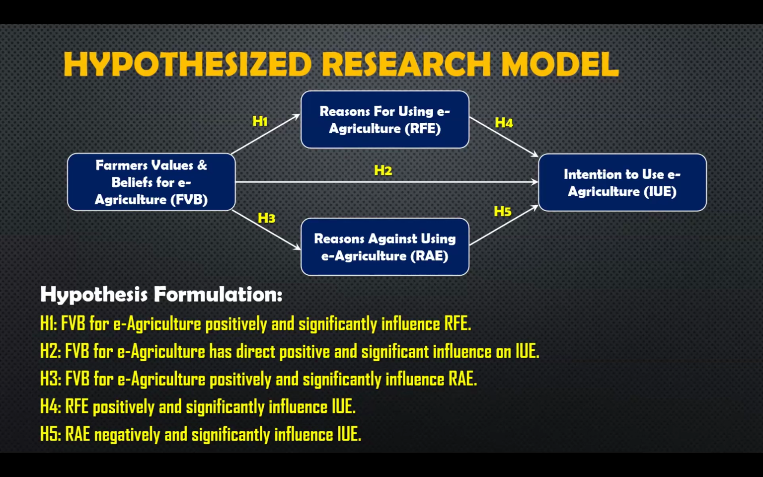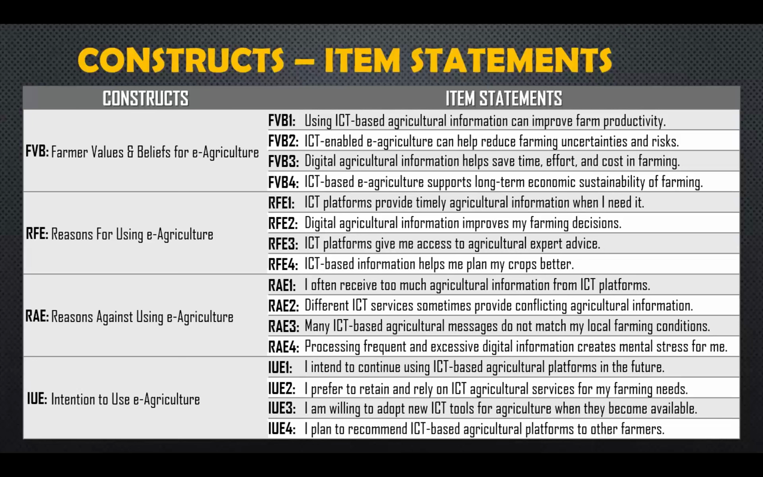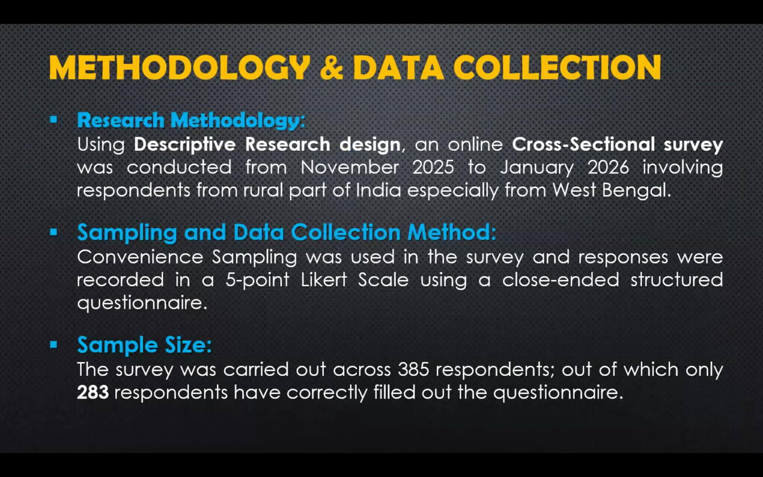H3, that is farmer values and beliefs for e-agriculture positively and significantly influence reason against using e-agriculture. H4, that is reason for using e-agriculture positively and significantly influence intention of using e-agriculture. And finally H5, that is reason against e-agriculture negatively and significantly influence intention of using e-agriculture. So these are the 4 constructs, and for each construct there are 4 items to prepare the questionnaire. So now we come to the research methodology.